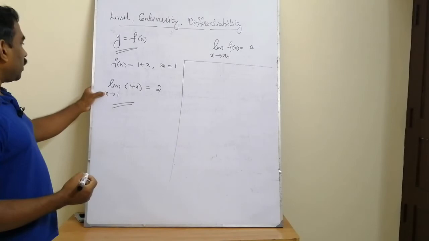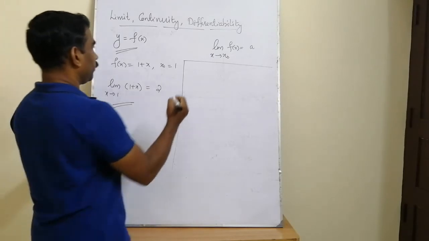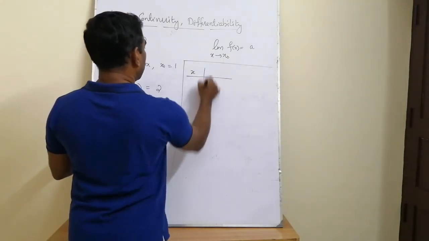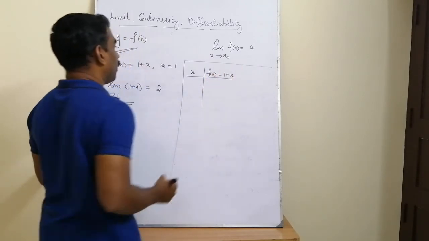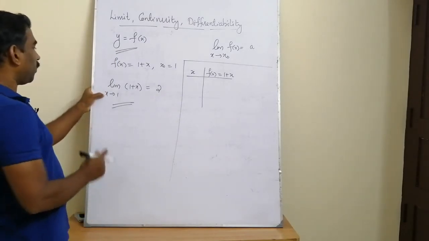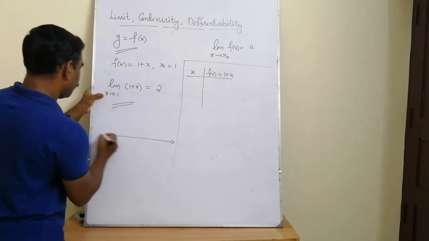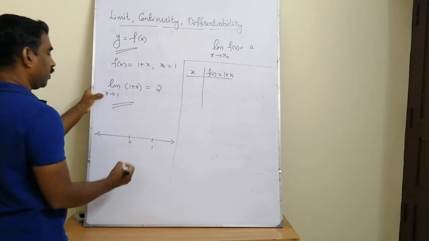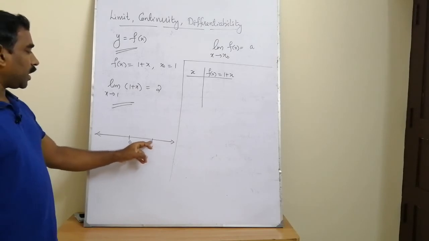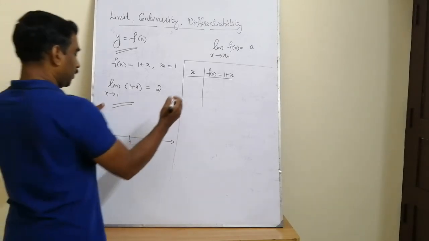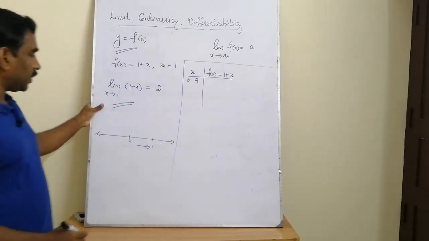Then what is the meaning of that concept? Suppose we substitute values approaching 1 from the left side of 1 or the right side of 1. So we can prepare two columns, one for x values and another for the output value 1 plus x. Suppose we are gradually approaching 1 from the left side. That means from the left side we are moving along the number line. So this is 0 and this is 1. From the left side we are gradually approaching 1, which means the values of x are increasing and finally coinciding with 1. So suppose we substitute the value 0.9, a number just to the left of x equal to 1.